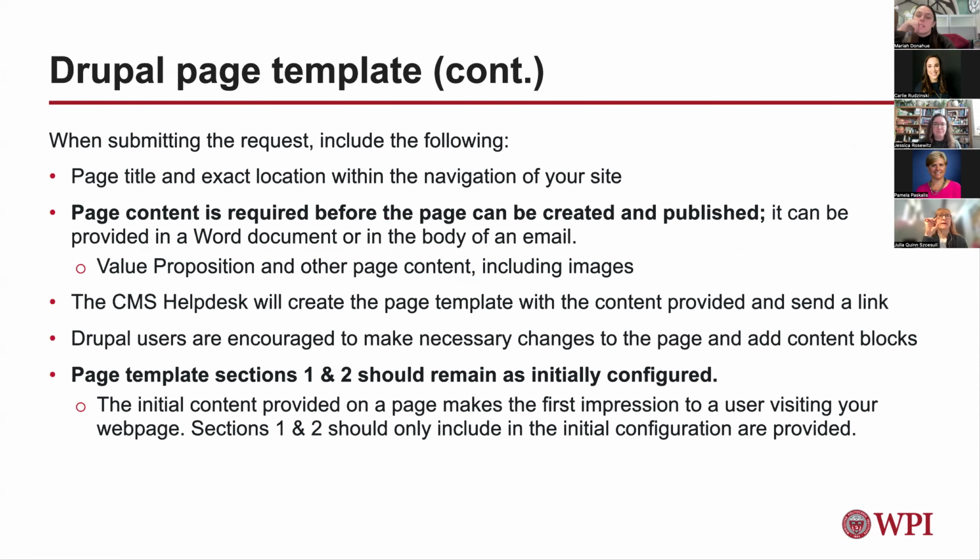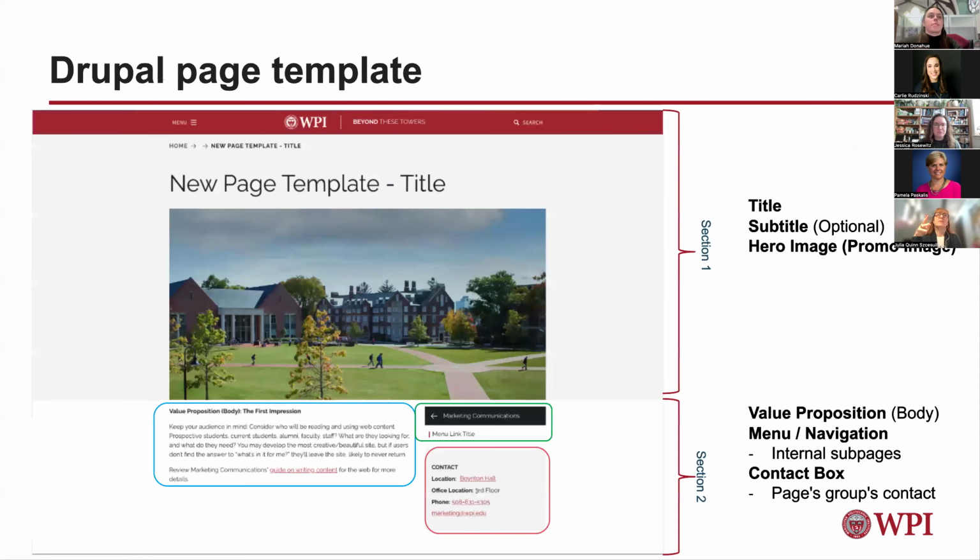It's more the blocks. When you come to your page, see how there's the hero image right there and the header that says new page template? That's your title. Those should remain the same. You don't want to put any copy above that. There should never be any copy above where it says new page template title, and there shouldn't be any copy above that in the image. That way, when users come to these pages, they're automatically seeing the title of the page, the image of the page, that value proposition, the menu navigation over on the side, and the contact block.